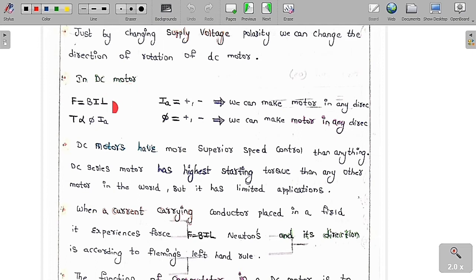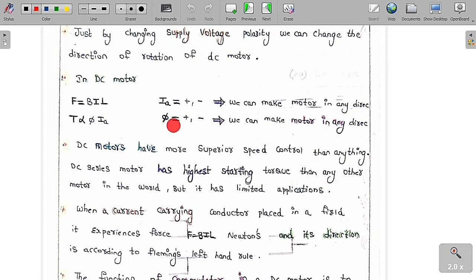In a DC motor, F is equal to B into I into L. This is the force experienced by a conductor of length L carrying a current I in a magnetic field B. Also, torque is directly proportional to flux into armature current. I can be positive or negative, so we can make the motor rotate in any direction. If you change Ia from positive to negative, we change the current direction. And the flux can be positive or negative too. We can change the direction of rotation of the motor either by changing the flux direction or by changing the armature current direction.